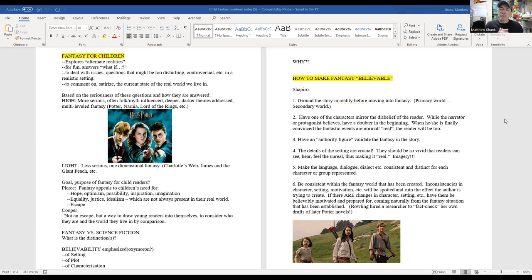And then finally, the author should try to be as consistent as possible within the fantasy that they've created. Because if there are any inconsistencies, and by the way, I think there are a few in Charlotte's Web that I will point out, and maybe we'll talk about on Thursday. I don't want to spoil it for you. I think he does, by and large, a pretty good job of creating this situation that we can believe and buy into. But there are a couple of things that are a little bit inconsistent.